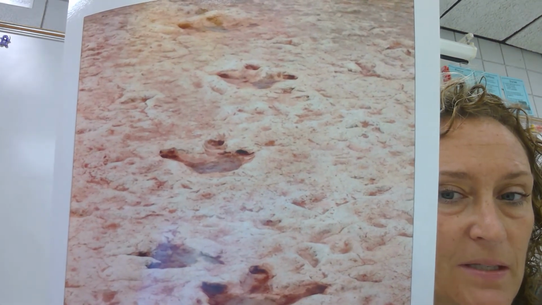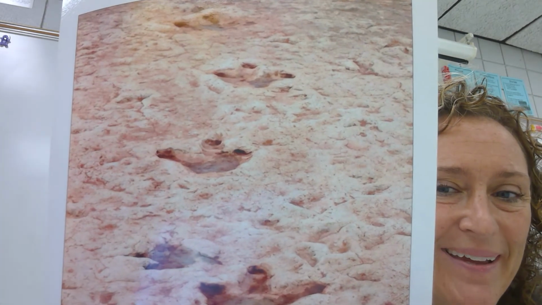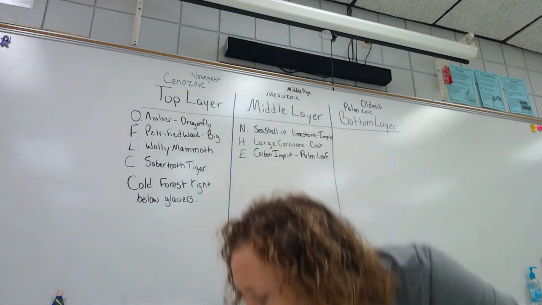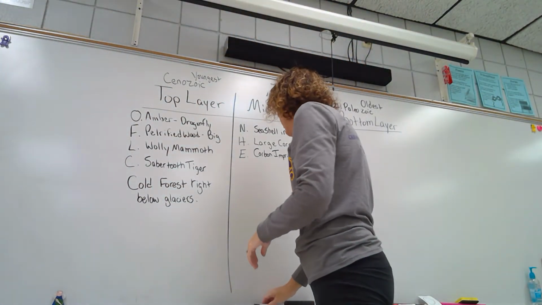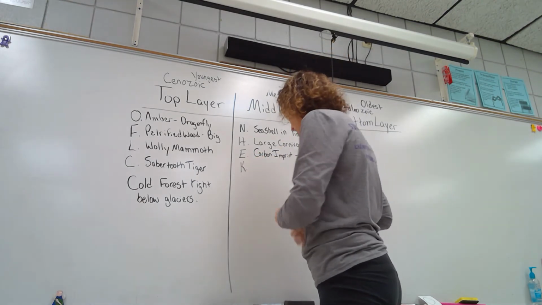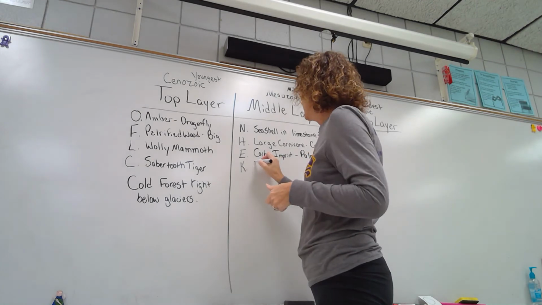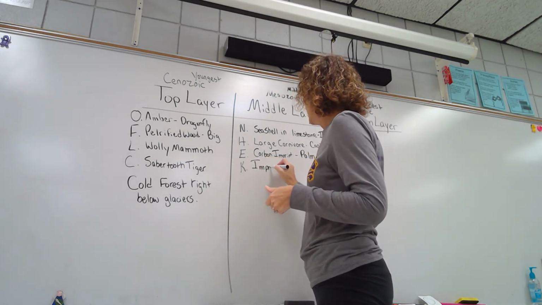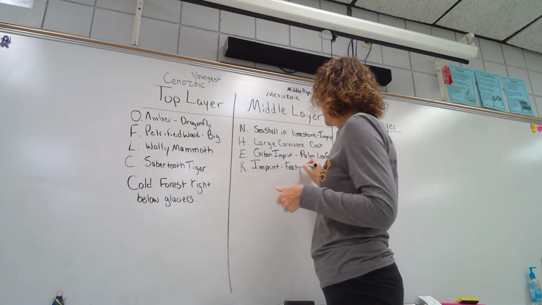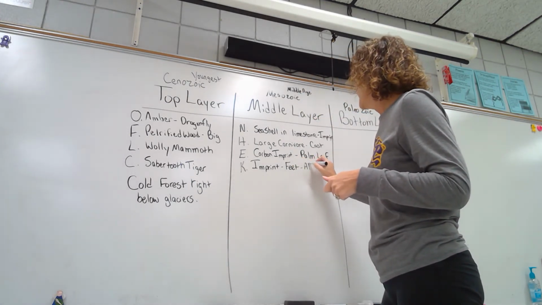Now I guess since we can see their imprints that it was probably kind of damp in this area, so it probably is a water source that they are all headed towards. So this is fossil K. And we're going to call it imprint feet, all going in the same direction.